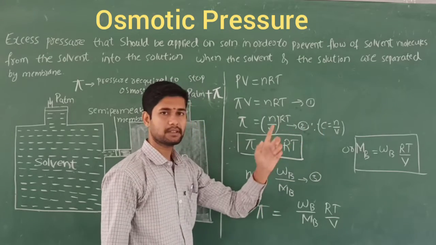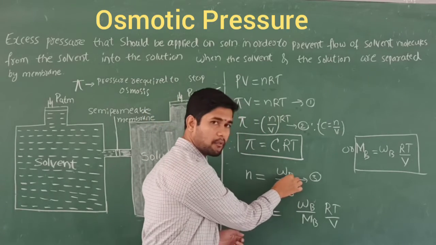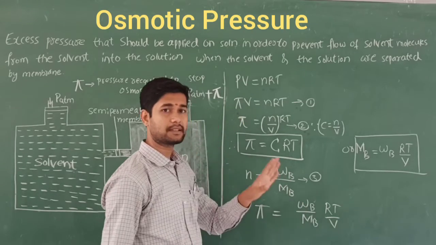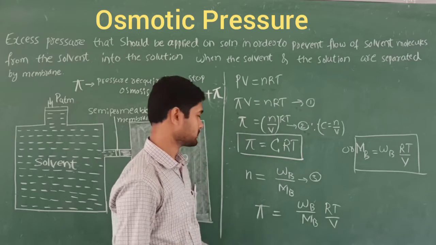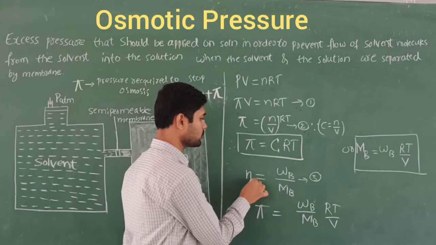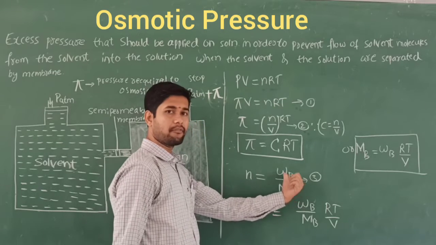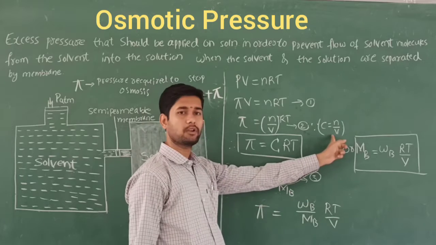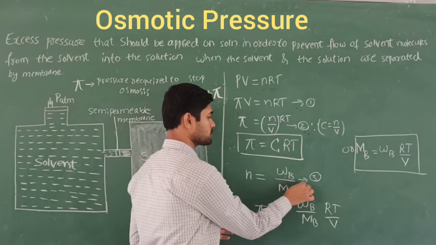This n is nothing but the number of moles of solute, right? If WB grams of non-volatile solute containing molecular mass MB is dissolved in V liters of volume, then I am going to define n is equal to WB by MB. That is, WB grams of non-volatile solute containing the molecular mass MB dissolved in the volume in liters, that I am going to write like this. Therefore this I am going to call equation number 3.